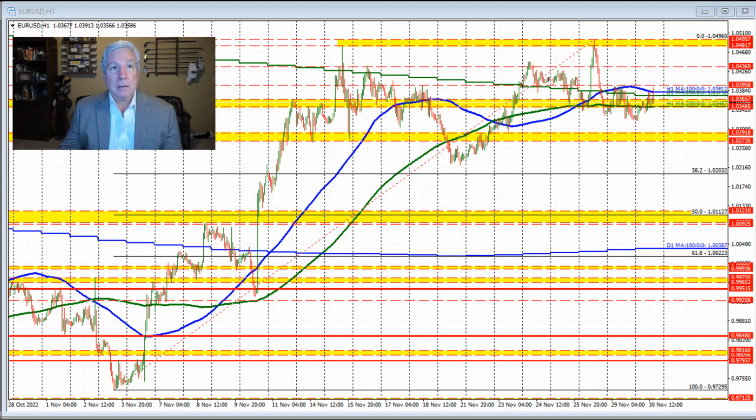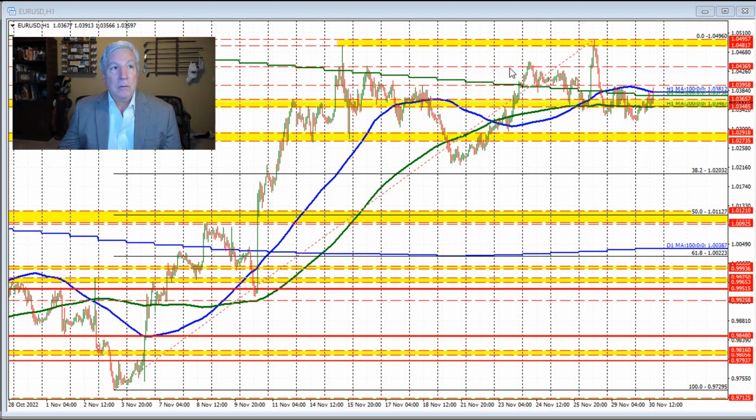We will see, but getting above the 100-hour moving average and staying above would be more bullish for the pair, weaker for the dollar. Moving below the 200-hour moving average would increase the dollar's bullishness and lead to what traders hope would be lower levels down toward this swing area.